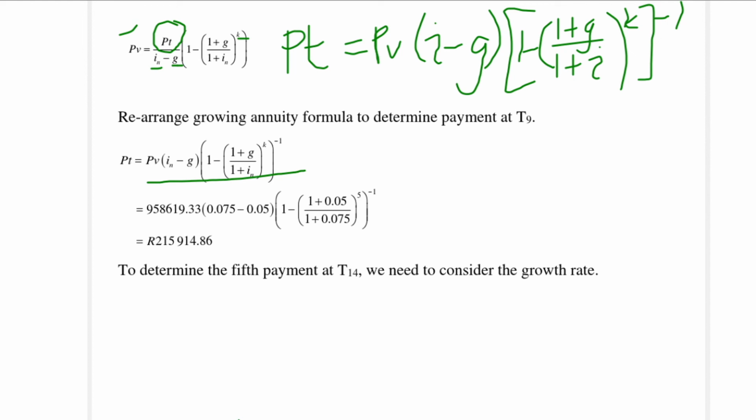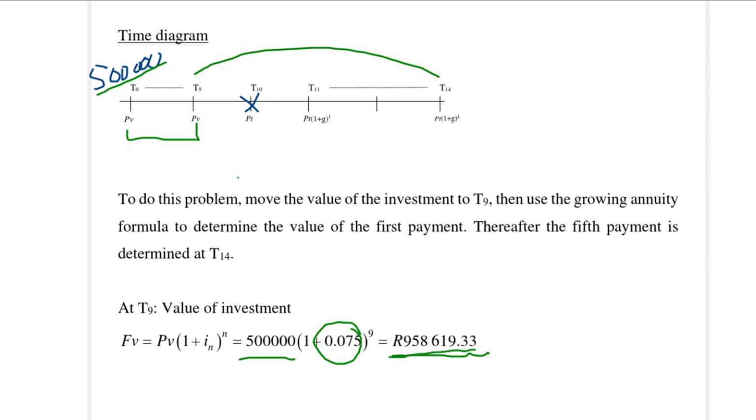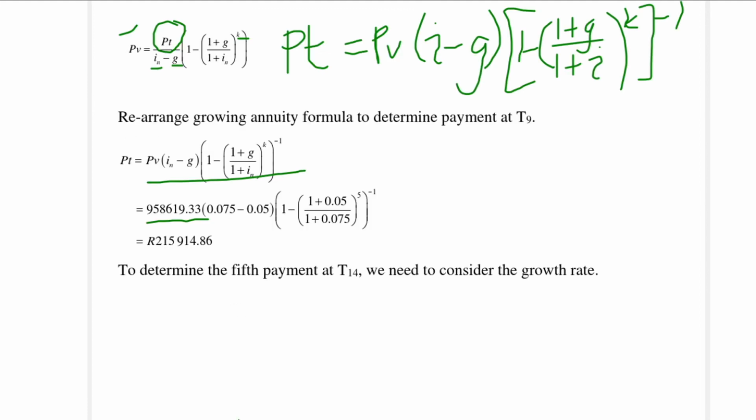I use for the present value this amount that we calculated on the previous slide, the value of the investment at time period T9. Then I've got my interest rate, I've got my growth rate, I have 5 payments, and therefore the first payment that will be made at time period T10 is given there on the slide.